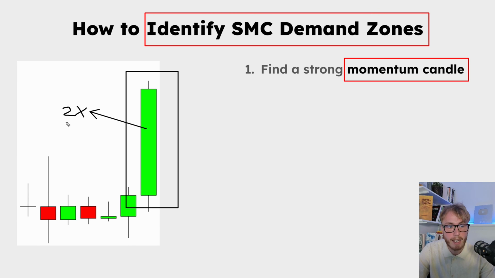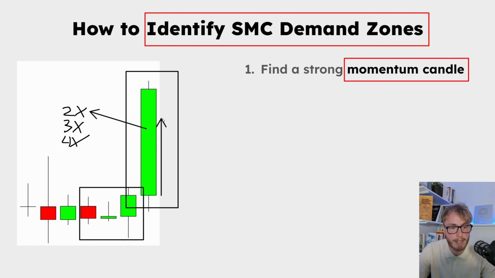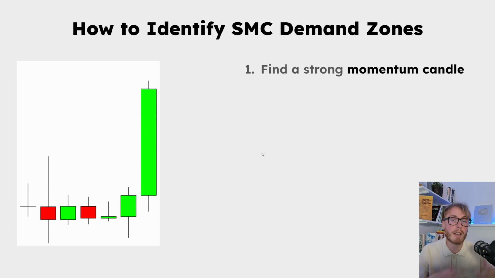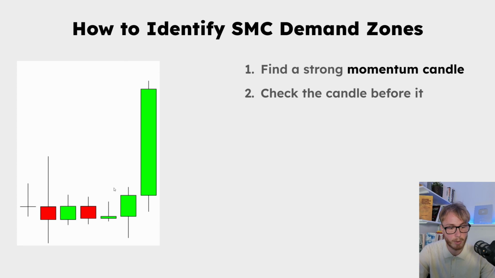But preferably, I want this candle to be maybe 3 times or even 4 times as large as the previous candles. So what you can do here is that you can look at the previous 3 candles or so, and you compare the length of the momentum candle to the length of the previous candles right here. And you want to look out for a real body that is at least twice the size of these candles. And when you have found your momentum candle, step 2 here is to look at the candle before the momentum candle. So in this case, we want to look at this candle right here.